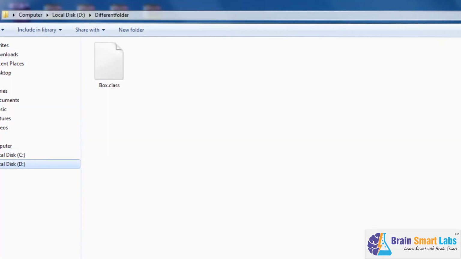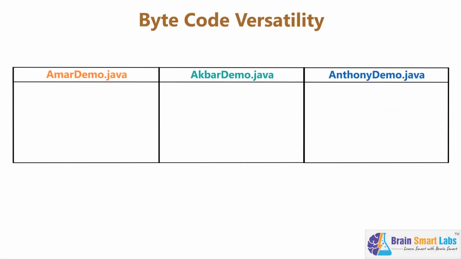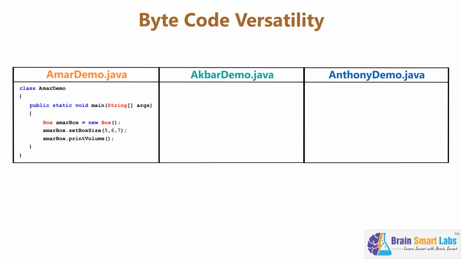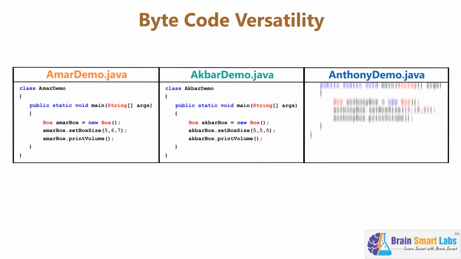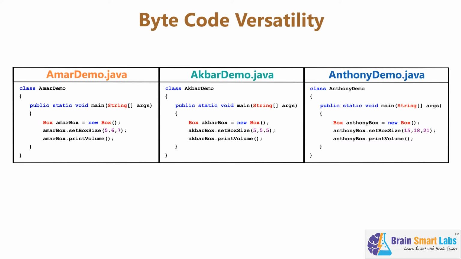Now for their reference, they will create three different demo source code files named amardemo.java, akbardemo.java and antonydemo.java. Now if you see what they have written inside their source code, each one has declared a PSVM method inside which each one has created their own version of box object by initializing their own values, and they are all printing the volume of their respective box object in their respective demo code.